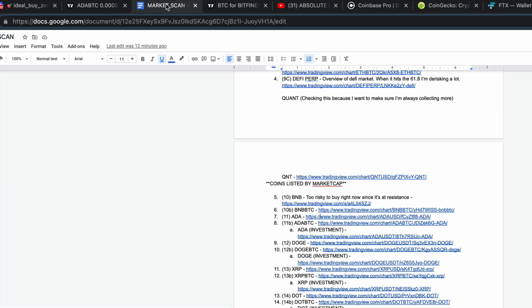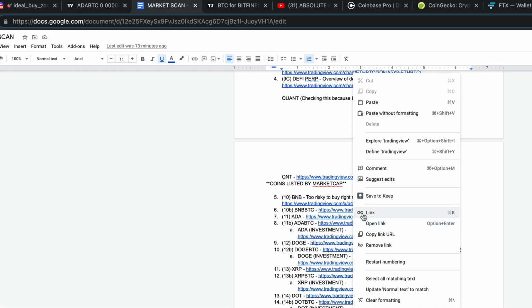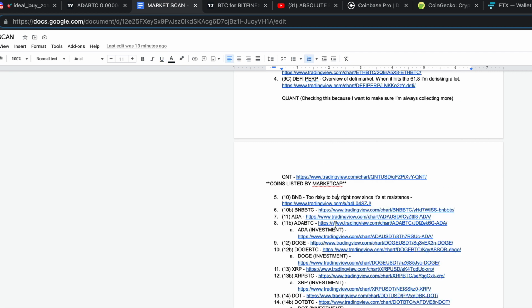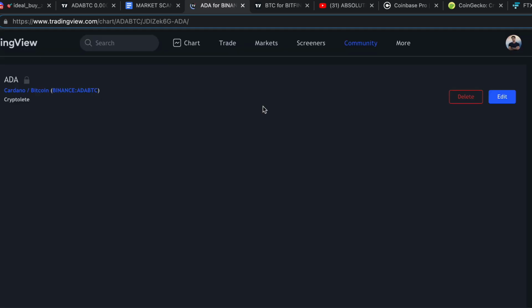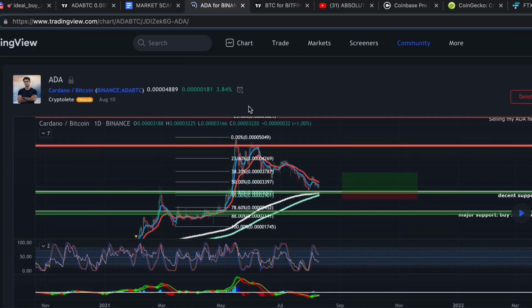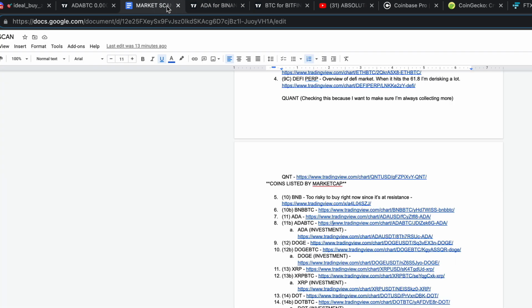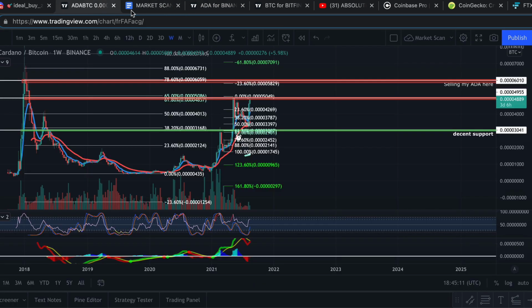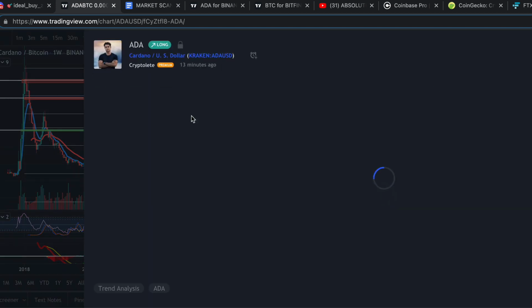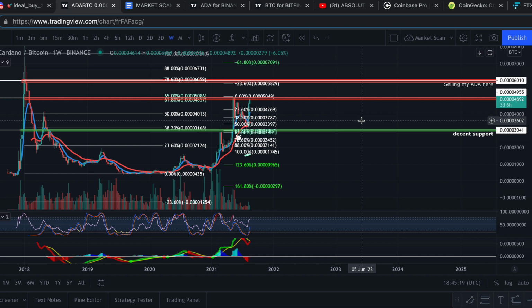So that is Cardano. Let me just double check, make sure that I have the correct Cardano chart up here. No, this is from August 10th. So I need to put this up here, August 19th. Okay, I have not saved this. So let me save this real quick, and then I'll be right back.